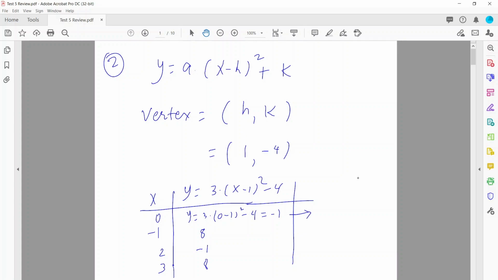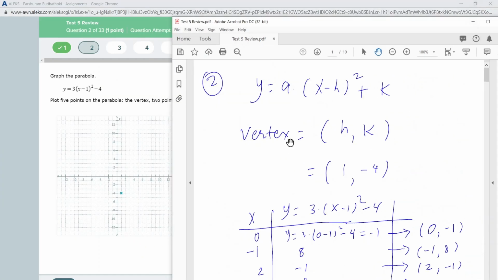So these are the points we're going to plot. 0 for the x coordinate and -1 for the y coordinate. -1 for the x coordinate and 8 is the y coordinate. Similarly, 2 for the x coordinate and -1 for the y coordinate, and finally 3 for the x coordinate and 8 for the y coordinate. The only thing you have to do is finding the value of y at these points. Remember, one more time, you can choose the points of your wish for the x, but always choose the smaller one. That's what I do.